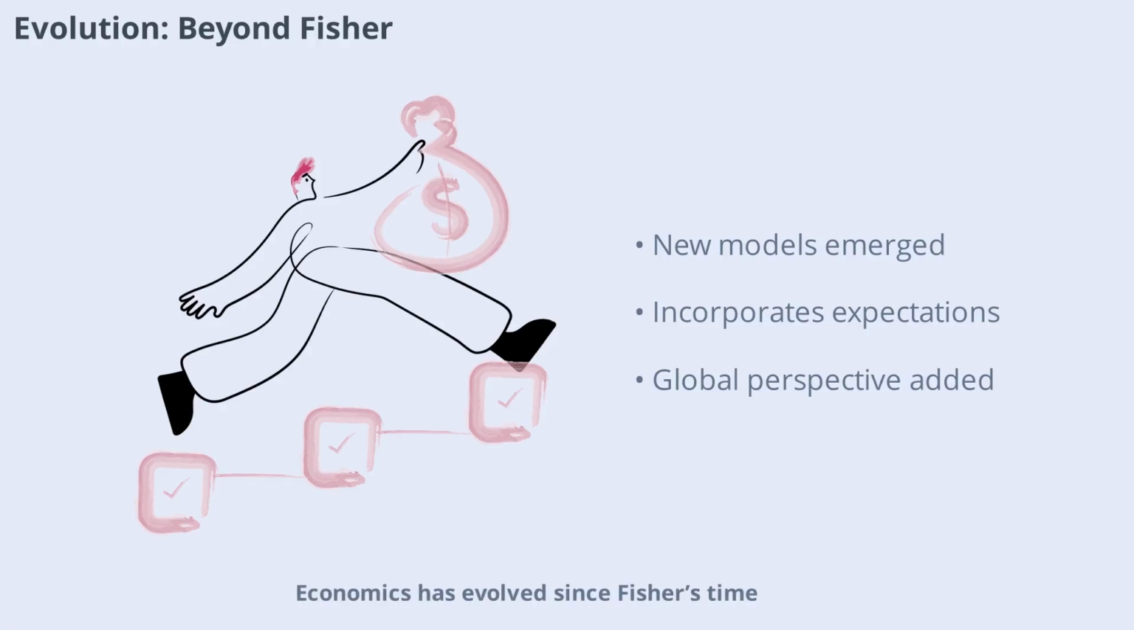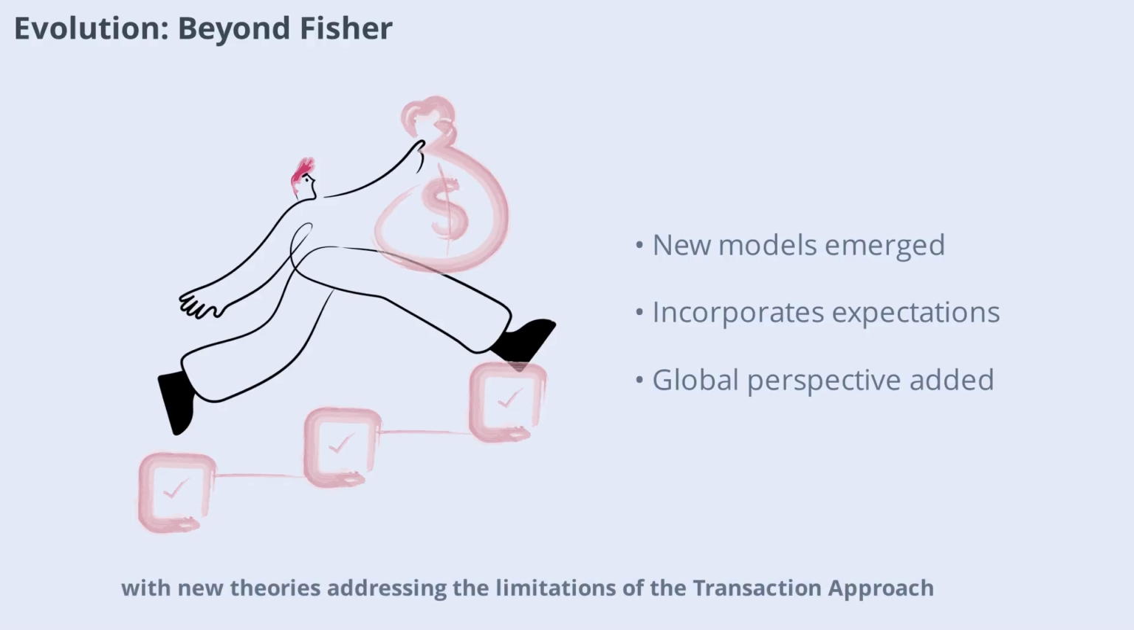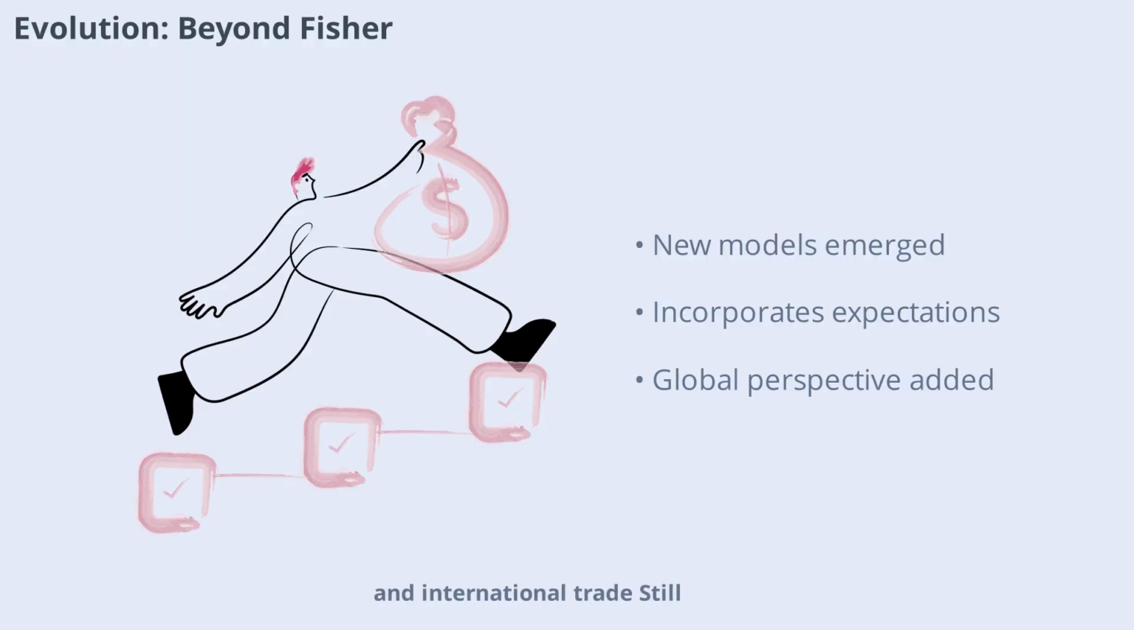Economics has evolved since Fisher's time, with new theories addressing the limitations of the transaction approach. Modern models incorporate factors like expectations, credit markets, and international trade. Still, Fisher's core insights about money and prices remain influential.